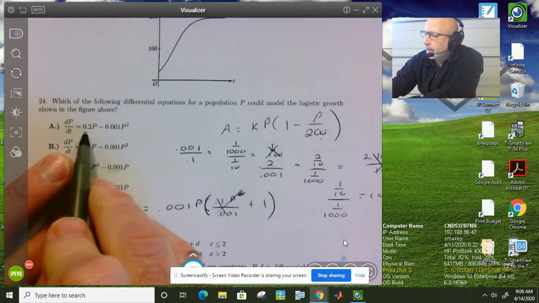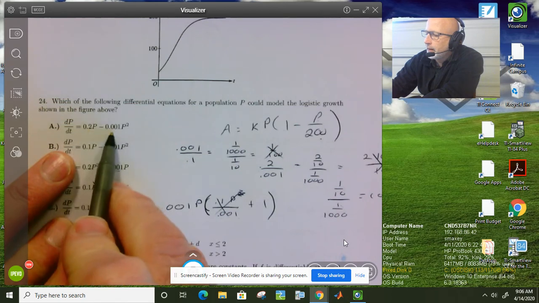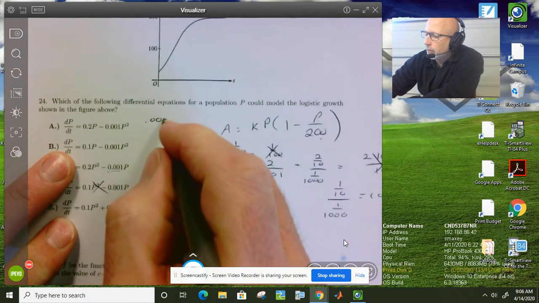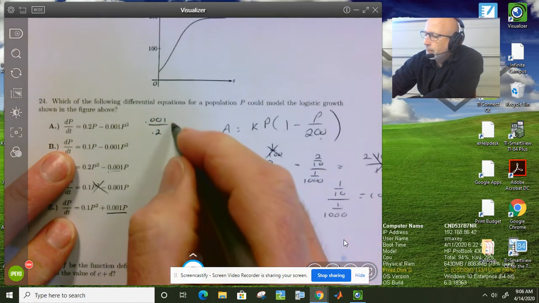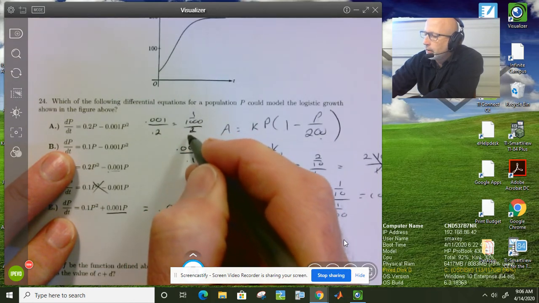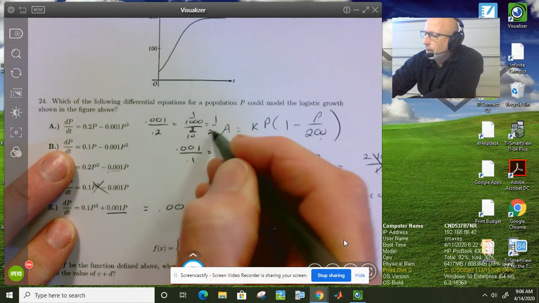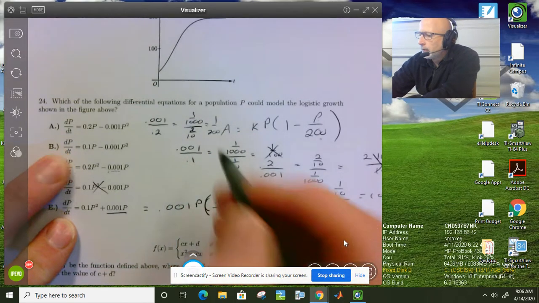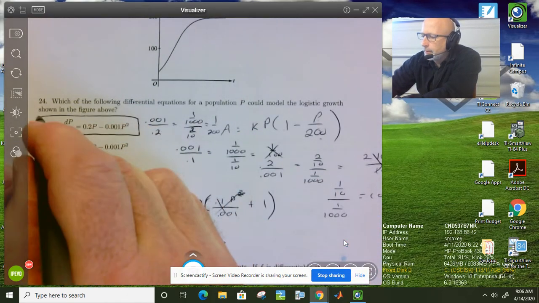So this one, once again, now I'm going to take out the 0.2, so I'm going to divide it out of this. So I 0.001 divided by 2, which is 1 over 1,000 divided by 2 over 10, which is going to give me 1 over 200. Okay, so A is going to be my answer.